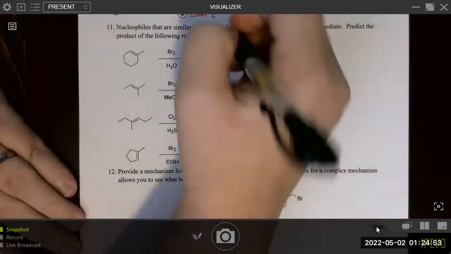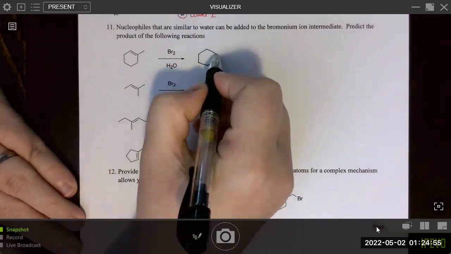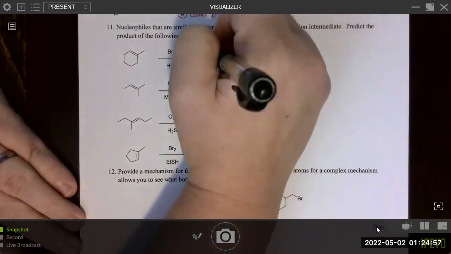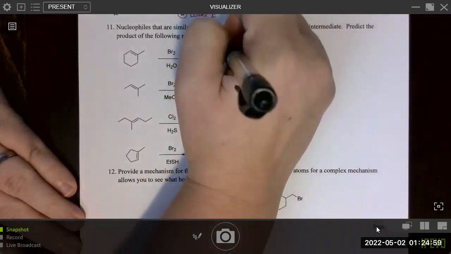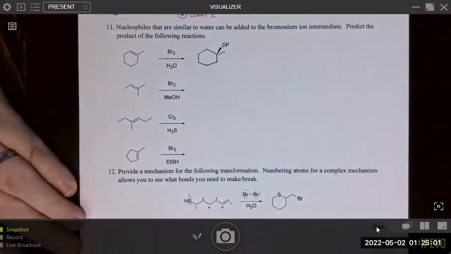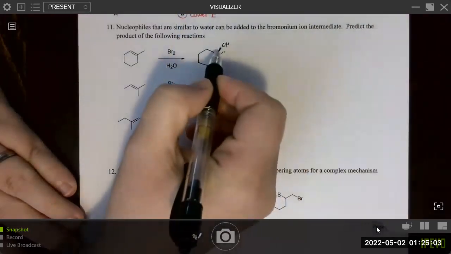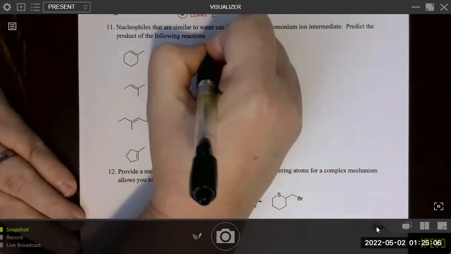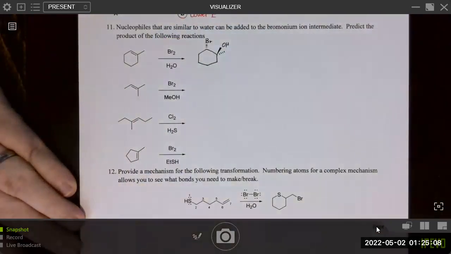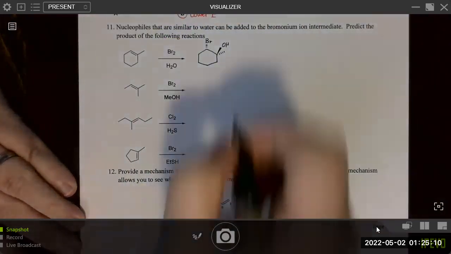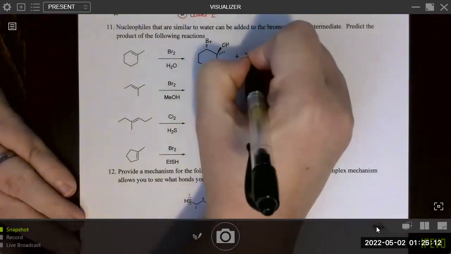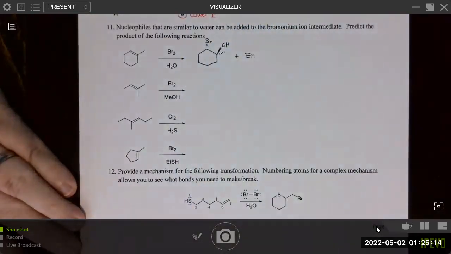So remember that the OH is going to get added to the more substituted carbon. And it doesn't matter if we place that on a wedge or a dash, because the enantiomer will also be formed. But whatever we do, we have to do the opposite for the halogen. So the bromine will then go on a dash, and then we write plus the enantiomer.